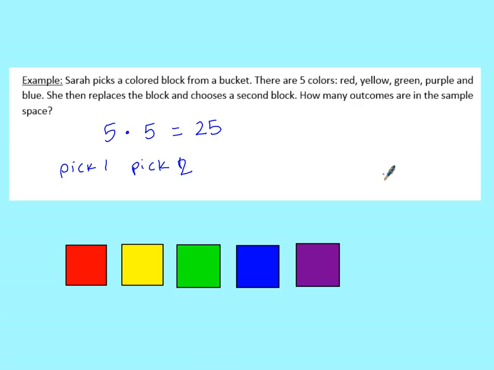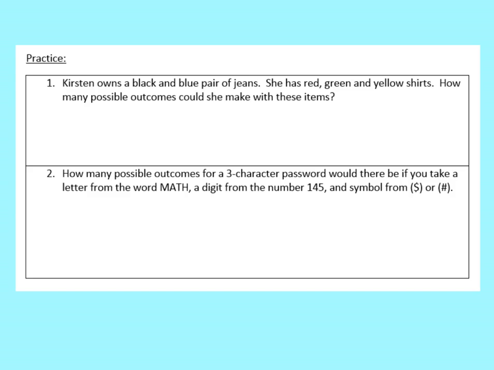An example of that could be she could get a red and then she could get a blue. Or she could get a red and a yellow, a red and a red, a red and a green, a red and a purple. So you can see that we're going to have many possible combinations here, and that possible number is 25. So let's practice these. If you want to pause the video and try them on your own first, feel free. I'm just going to go through them here.